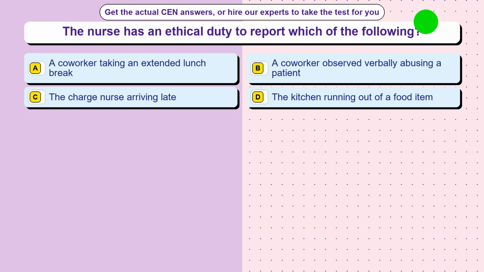Question 81. The nurse has an ethical duty to report which of the following? Option A, coworker taking an extended lunch break. Option B, a coworker observed verbally abusing a patient. Option C, the charge nurse arriving late. Option D, the kitchen running out of a food item.